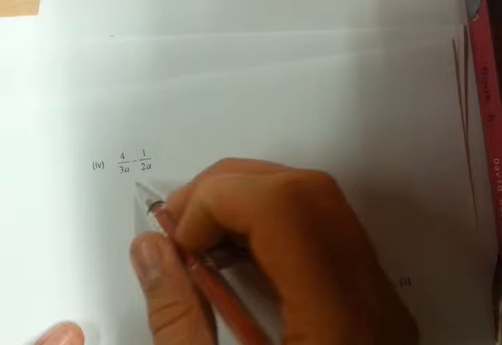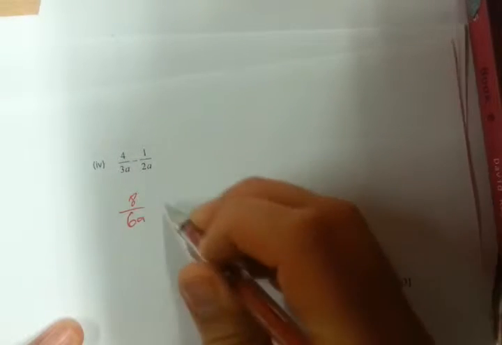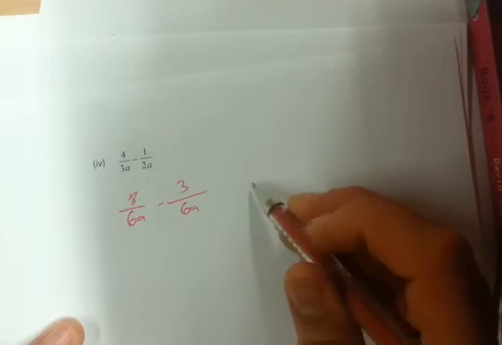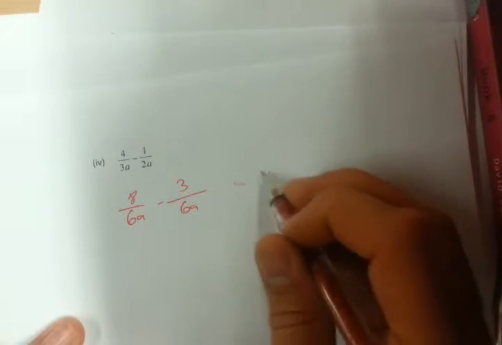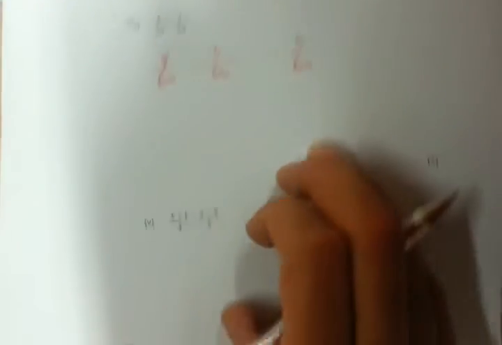Here we've got 3a and 2a, so the lowest common denominator is 6a. How do we get from 3a to 6a? We double it, so we double the top. How do we get from 2a to 6a? We triple it, so we triple the top. And we take away 3 when we click them together over 6a, which is just 5 over 6a.